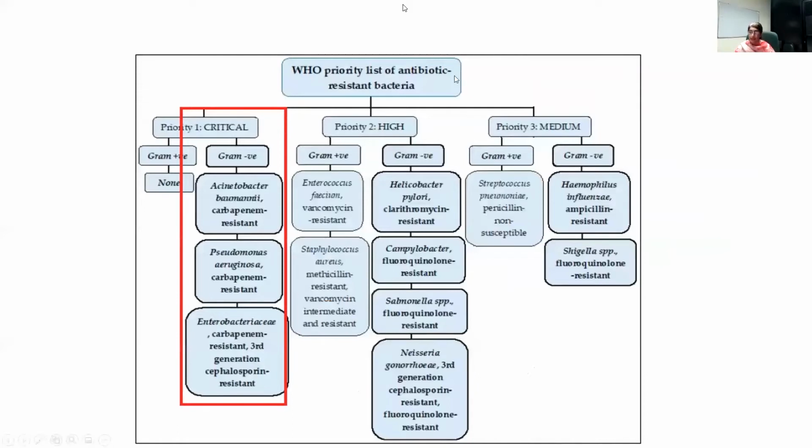In 2017, WHO published a list of bacteria for which there is an urgent need to develop new antibiotics, and these were classified into 3 categories as critical, high, and medium, depending upon the degree of priority. The priority 1 group is the critical one, which includes most of the gram-negative resistant organisms like carbapenem-resistant Acinetobacter, carbapenem-resistant Pseudomonas aeruginosa, and carbapenem-resistant Enterobacteriaceae. So these are the group of bacteria which I'll be focusing on in today's talk.